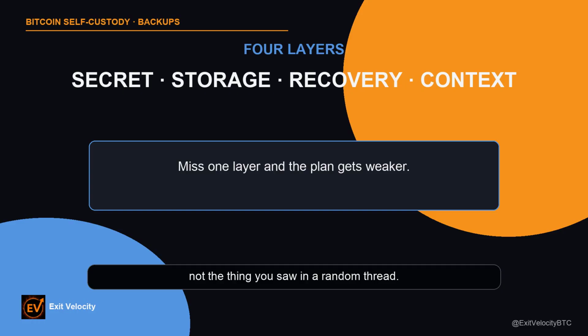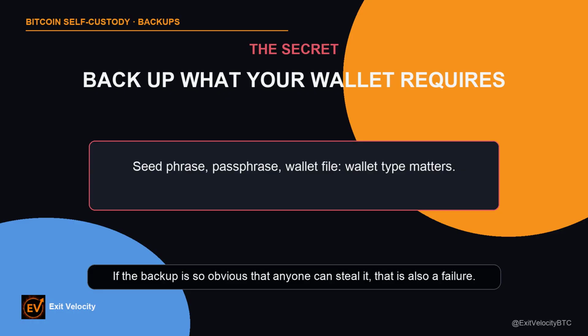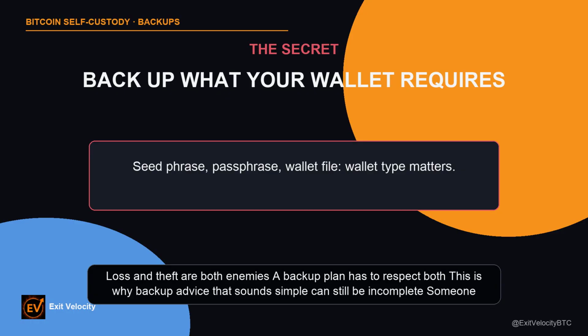Bitcoin Core, for example, has wallet file backup and restore tools. Other wallets rely on seed phrases. Some workflows include watch-only wallets. Some setups include multi-sig. The point is not to memorize every wallet type. The point is to respect the tool you actually use. Back up the thing your wallet actually requires, not the thing you saw in a random thread.